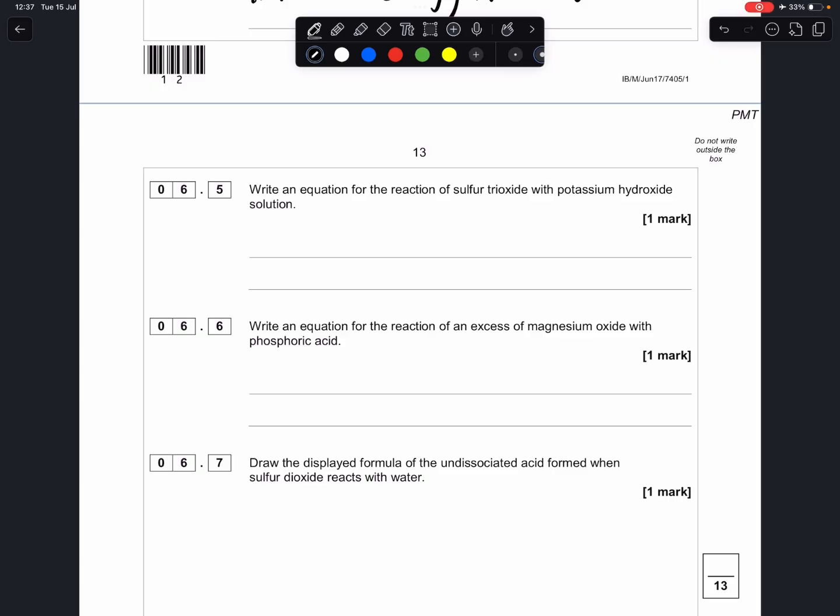Write an equation for the reaction of sulfur trioxide with potassium hydroxide solution. So you just need to remember that these covalent oxides are indeed acidic, and we're reacting it with a base. So this is just going to be an acid-base reaction. So let's just write out what we know.